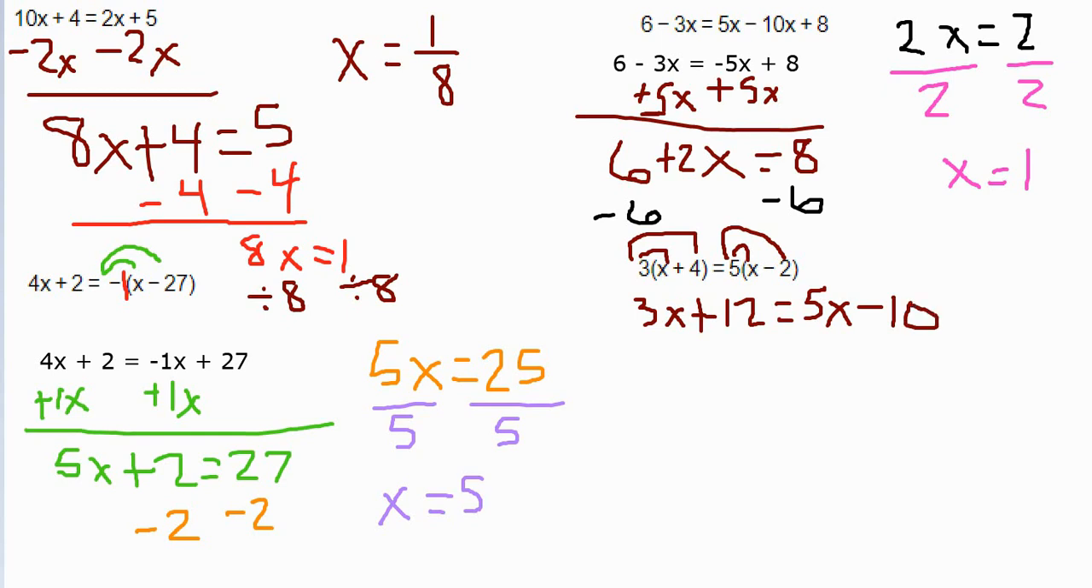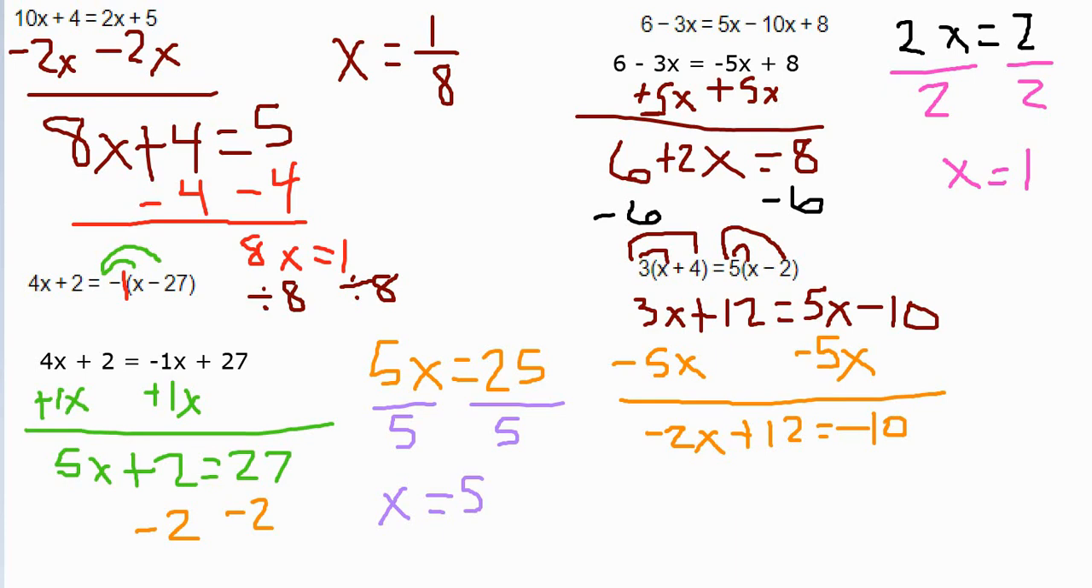I like to get all my letters to one side. So I'm going to move the 5x over. The opposite of a 5x is a negative 5x. So I subtract 5x on both sides. 3x minus 5x is negative 2x. So we have negative 2x plus 12 equals negative 10.